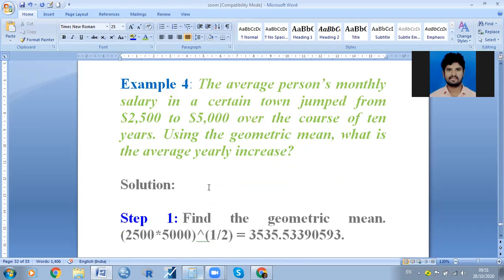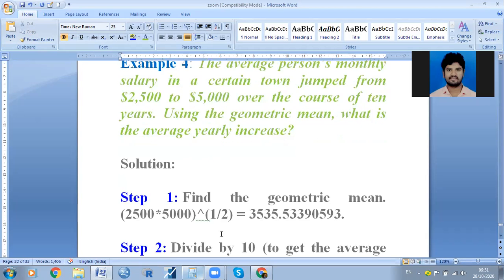First we need to find the geometric mean. When they ask using the geometric mean what is the average yearly increase, first we need to find the geometric mean. After calculating the geometric mean, we need to calculate the 10 years' average increase, nothing but the average yearly increase. The first step is to find the geometric mean, that is $2,500 into 5,000, power 1 by 2, nothing but we can say 0.5.